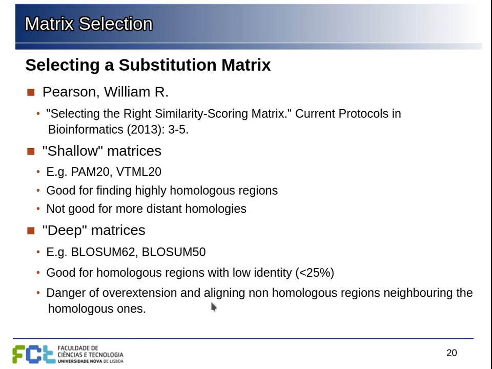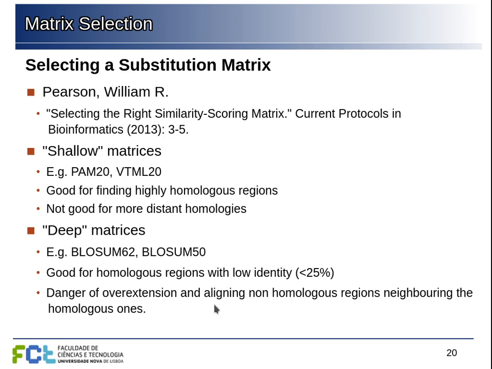If you use deeper matrices, those that allow for a larger number of substitutions and don't have as much difference between conserved and non-conserved regions, these are good when you're trying to find matches with a smaller identity, but then it's a problem with the significance of the results and how you can find matches between regions that are not really homologous. So the substitution matrix you use for search will depend on your goals for finding the matches.